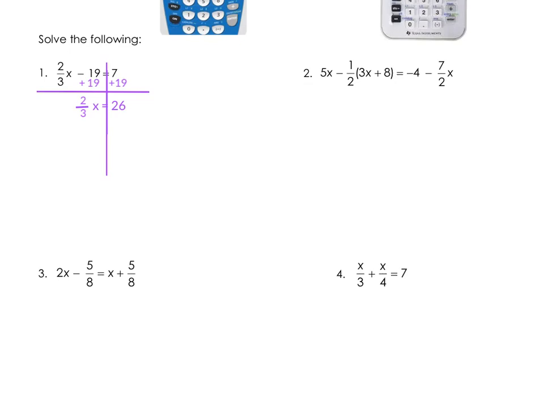Now to get x by itself, the 2/3 is connected to the x with multiplication. Again, we're thinking of the 2/3 as just a number. Yes, it's a fraction, but it's connected to the x with multiplication. So to undo that multiplication, I'm going to divide.